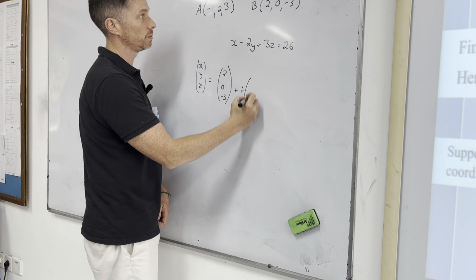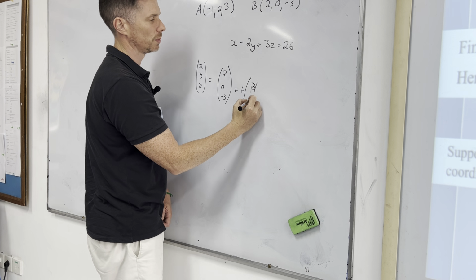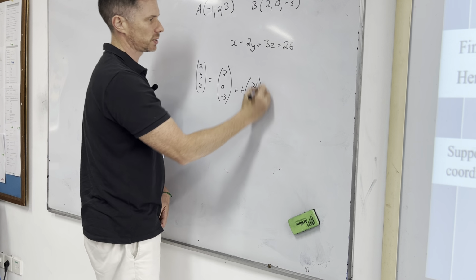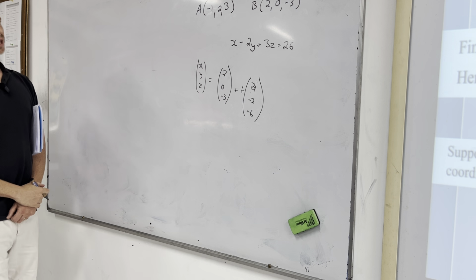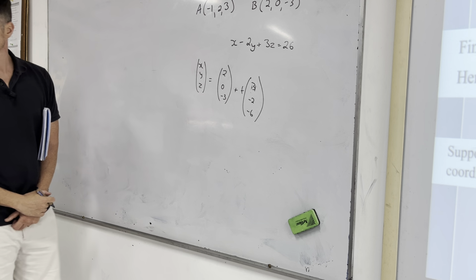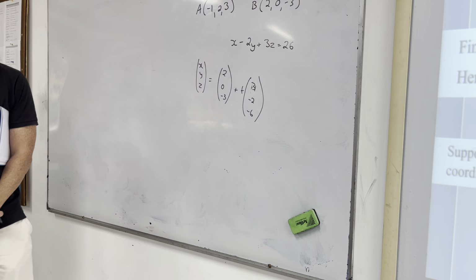Plus t times, if we remember how to do this, 3, minus 2, minus 6. So that's the equation of the line. How do we use that to find where it crosses this plane? Don't we take the equation of the plane and substitute the x, y, and z? Yeah, if you want to find where two lines cross, you would find where their x values, y values, and z values are the same.